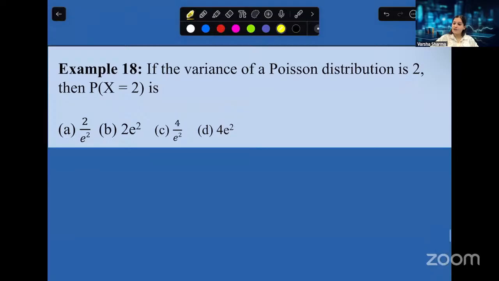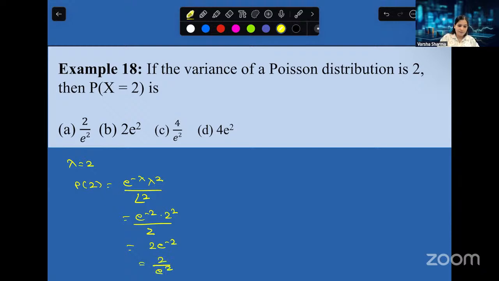If the variance is 2, variance is the same as lambda. P of 2, e power minus lambda, lambda power 2 factorial 2, e power minus 2, 2 square by 2. So twice e power minus 2, that is 2 divided by e square. That is option A.